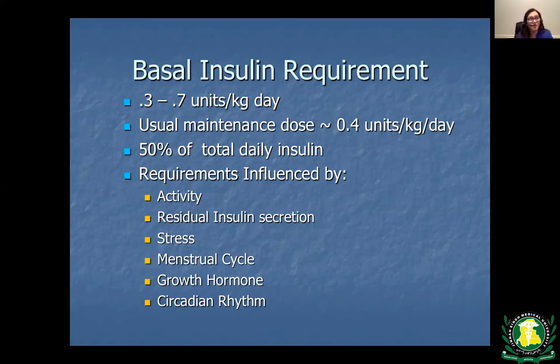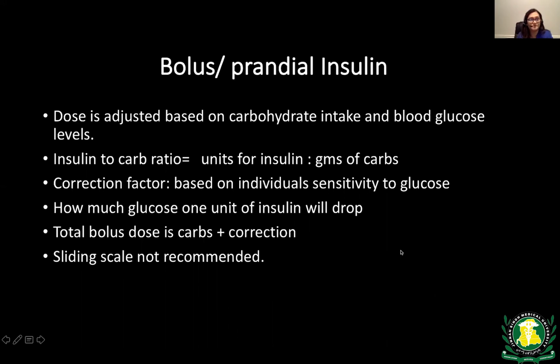This insulin requirement is influenced by several factors. So your activity level, residual insulin secretion, stress, menstrual cycle, growth hormones, and your circadian rhythm kind of determine the ratio that you use.